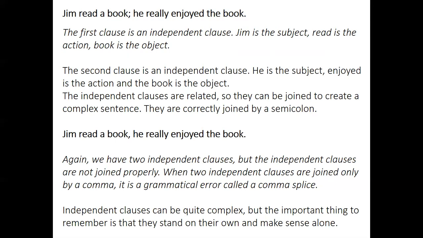Next, the second clause is an independent clause too. He really enjoyed the book. He is the subject. Enjoyed is the action, and the book is the object. So in here, the independent clauses are related, so they can be joined to create a complex sentence. They are correctly joined by a semicolon. So as you can see, this is the semicolon.